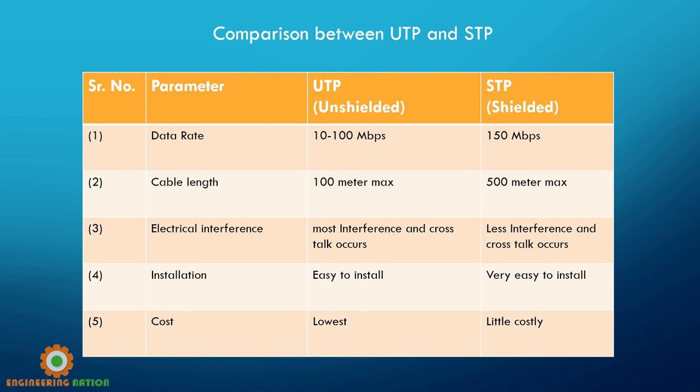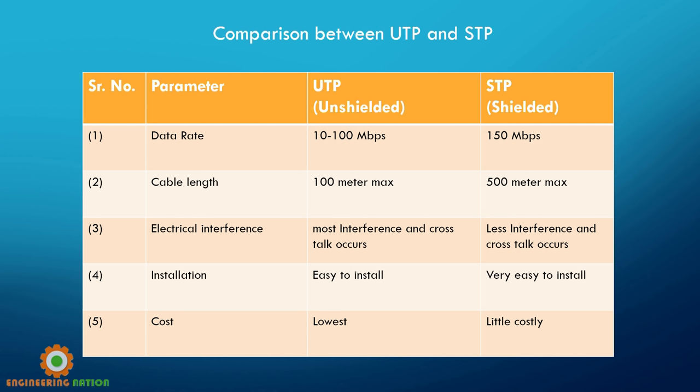The third parameter is electrical interference. In UTP, that is unshielded, the most interference and crosstalk occur. Since it is unshielded, that's why the most interference and crosstalk occur. Whereas in shielded, as it is shielded, there is little or no interference and crosstalk. So the shield provides less interference, whereas unshielded provides the most interference. These are the major differences between both of the twisted pair cables.